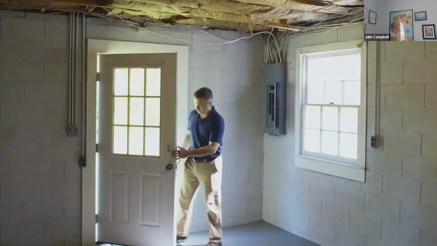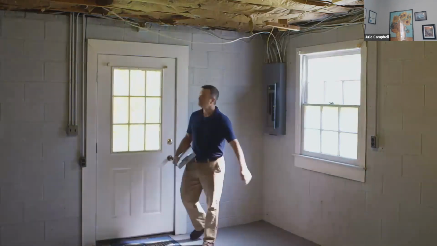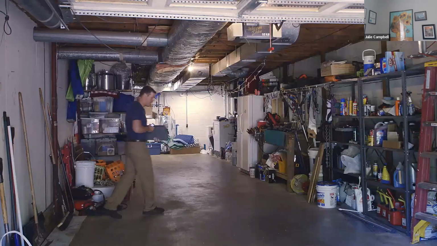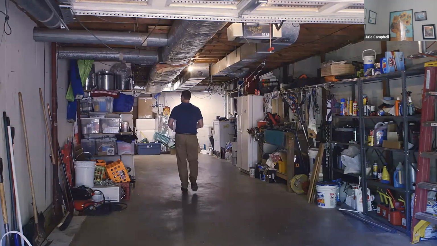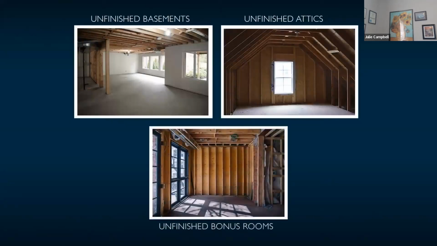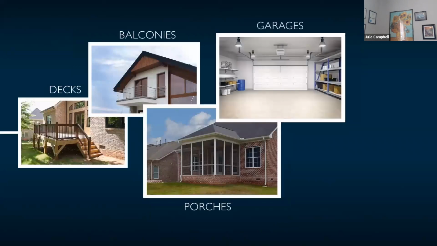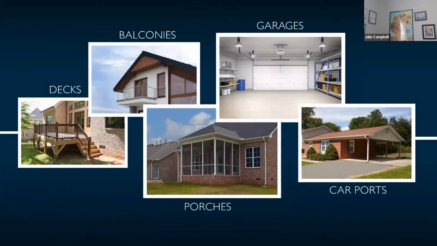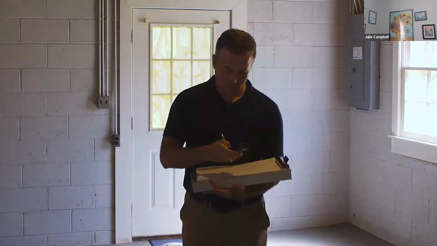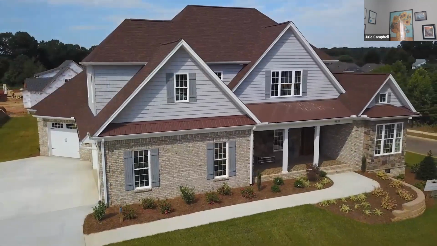Spaces within the home that do not meet the living area criteria should not be included within the square footage of the living area, but should be mentioned in the listing data for the home. These would include areas such as unfinished basements, unfinished attics, and unfinished bonus rooms. Decks, balconies, porches, garages, and carports should not be included in finished or unfinished area calculations for the home, but are noted for information purposes.